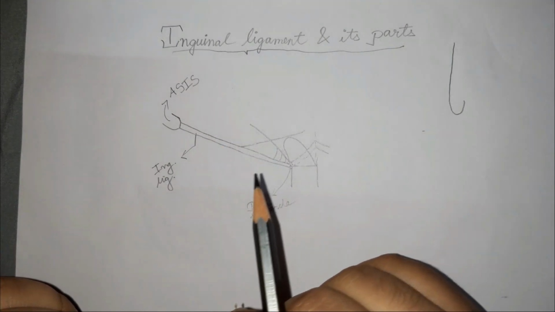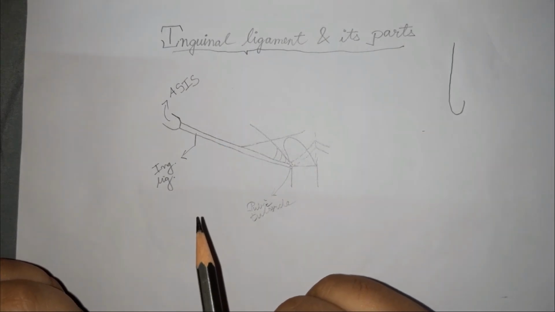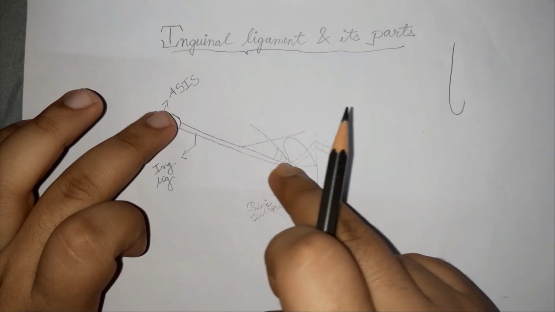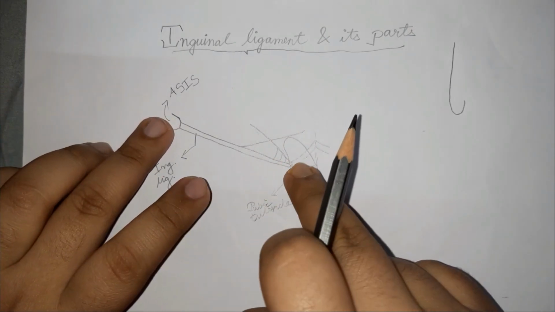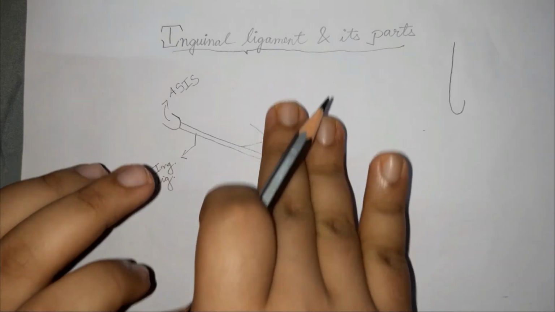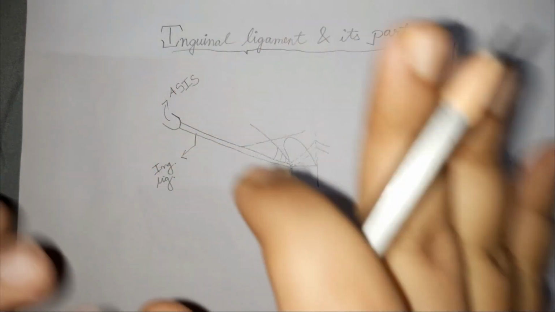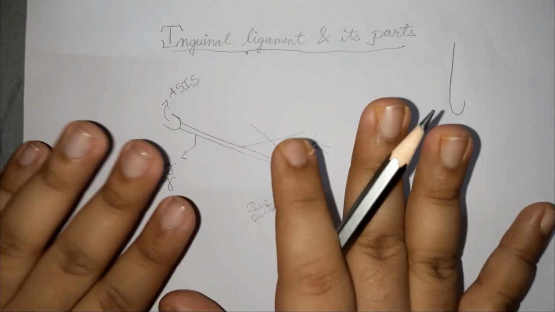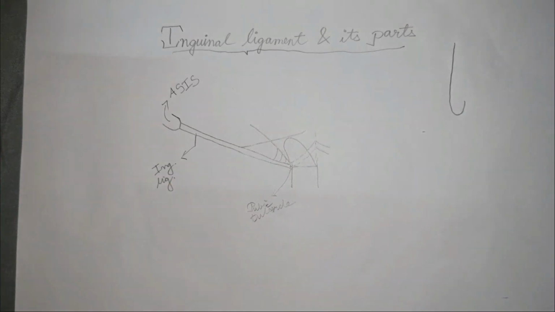Okay, so there are a few extensions of the inguinal ligament. Although we say that it's actually extending from here to here, a few fibers of the inguinal ligament will give origin to some other structures. Let's talk about them one by one.